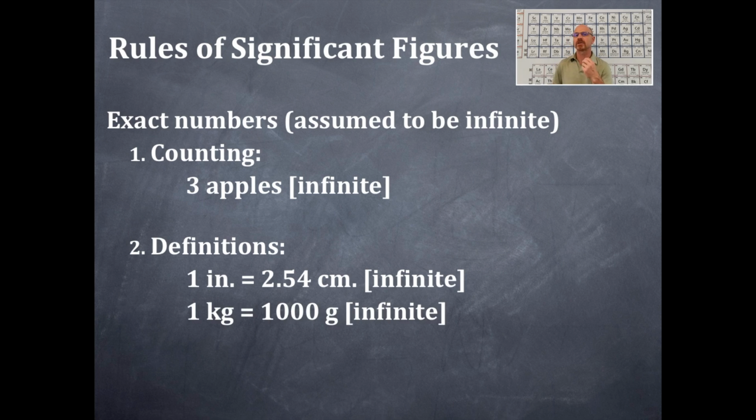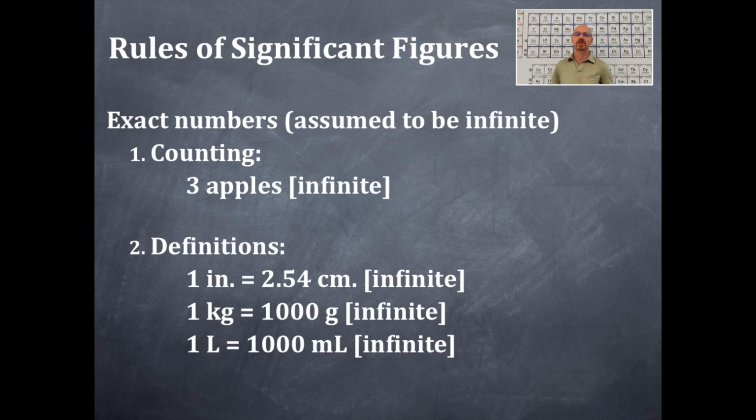1 kilogram equals 1,000 grams. The number 1 in 1 kilogram has an infinite number of significant figures, and 1,000 has an infinite number of significant figures when it equals 1 kilogram. So again, you need that unit conversion there. 1 kilogram equals 1,000 grams to have an infinite number of significant figures in both of those.